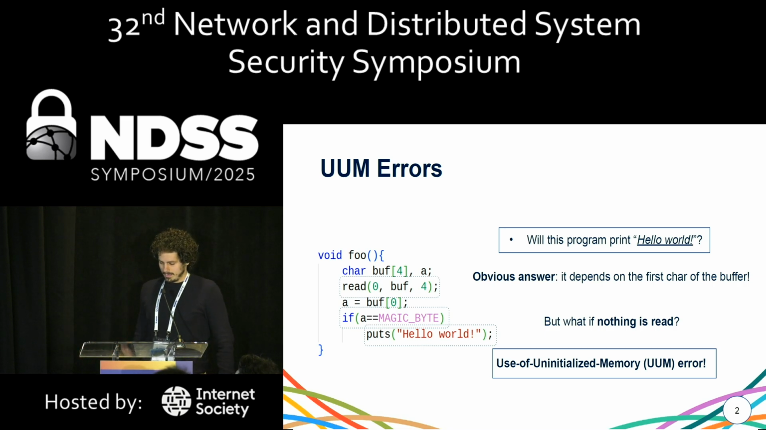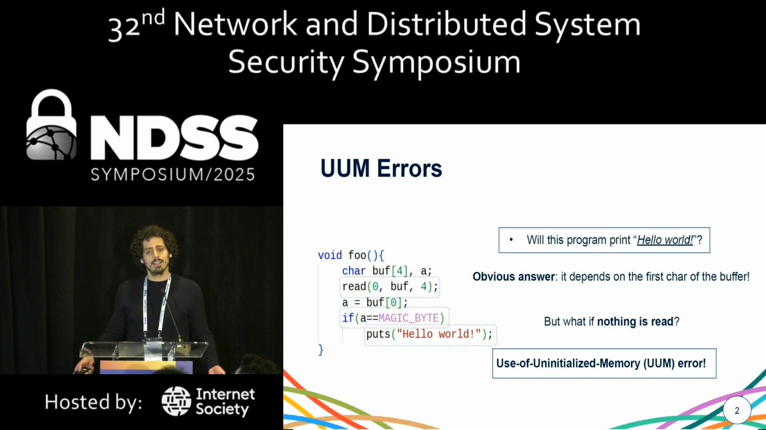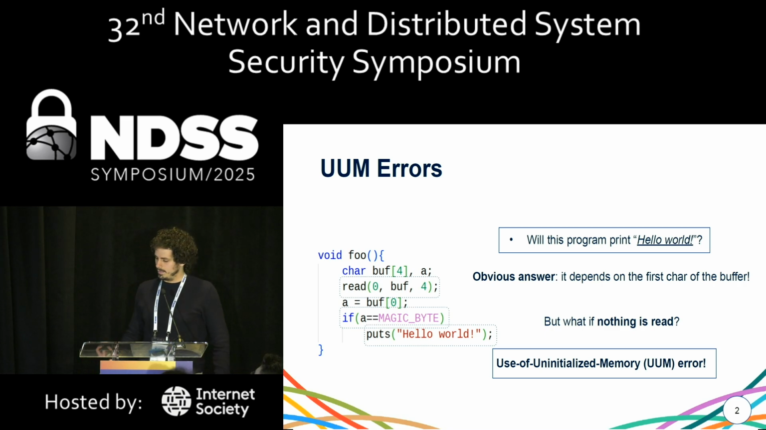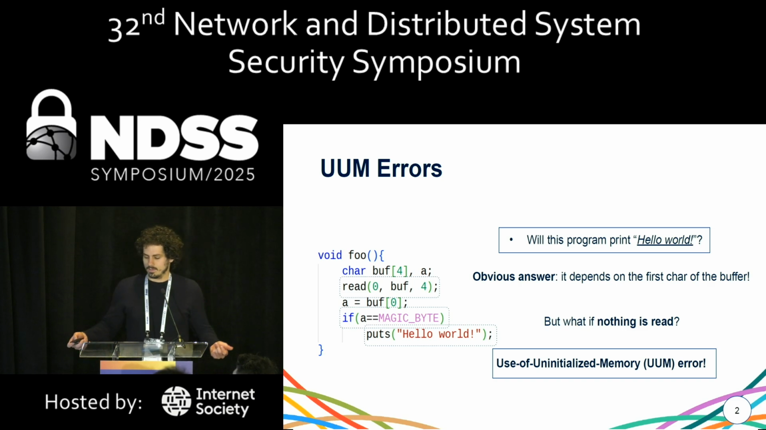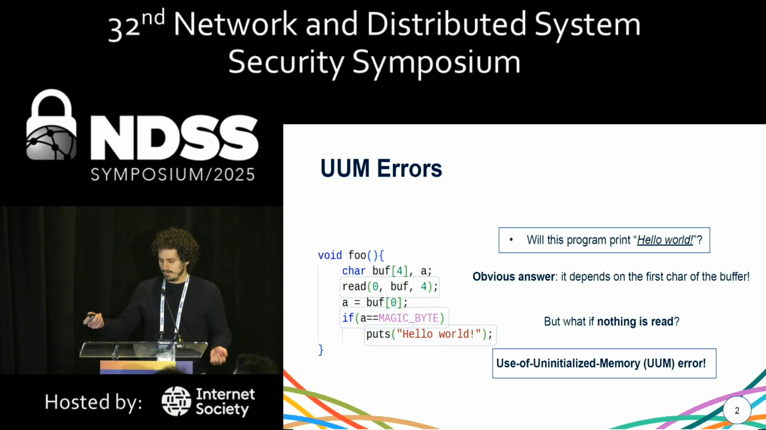Let's take a look at this code, for example, that attempts to read 4 bytes from standard input. Then it compares the first byte with some magic value, and if they match, it prints hello world. But what if nothing is read? What if the read function fails and it fails to read? Well, in that case, the a variable in the if statement would be uninitialized, but still the conditional branch would be evaluated, and so we would have a use of uninitialized memory error.